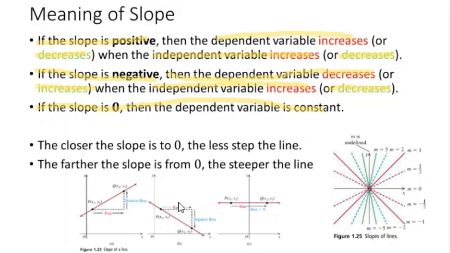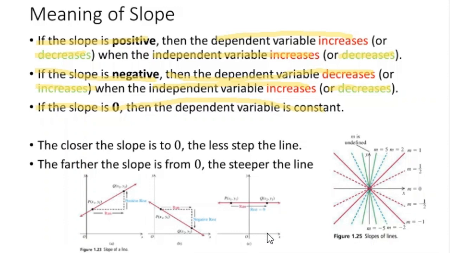If we take a look at the second graph, notice how to travel from P to Q, we run to the right, but we fall downwards, meaning we have a negative rise. The rise would be negative, the run would be positive, making the slope negative. And this creates a line that is decreasing. If our slope is 0, well, we're not rising, we're only running, meaning we're only traveling from left to right, which creates a horizontal line that we see here.